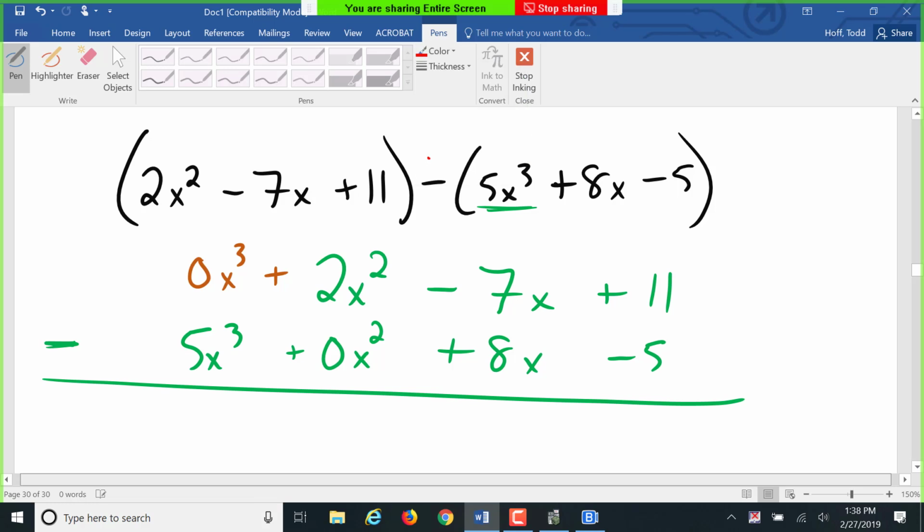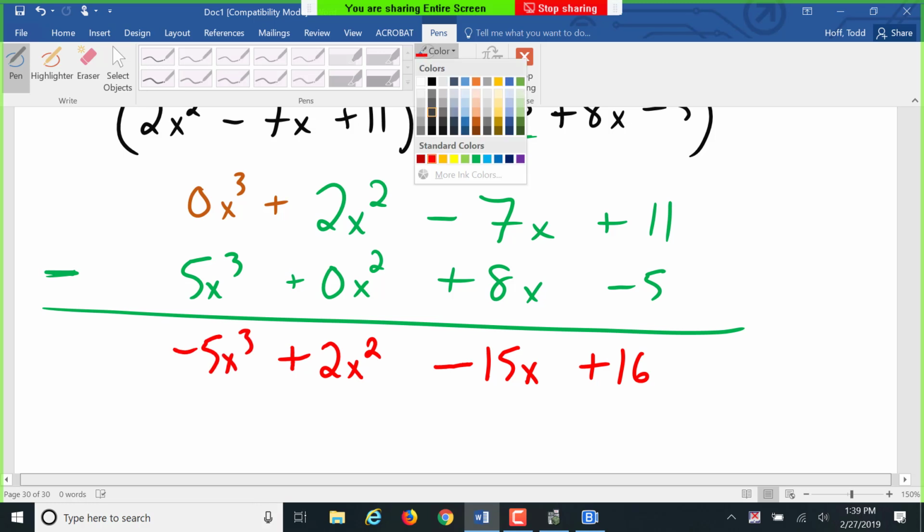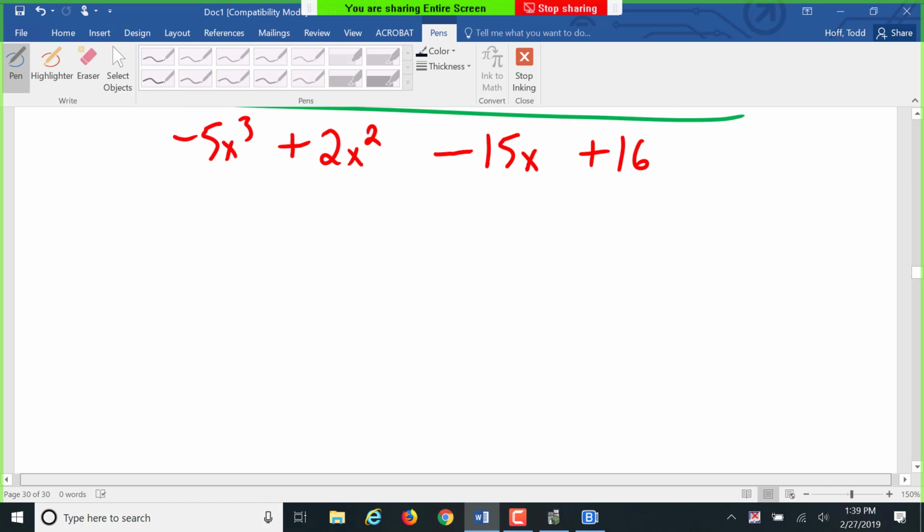What is 8 minus a negative 5? Or sorry, 8. What's 11 minus a negative 5? 16. Negative 7x minus 8x. Negative 15x. 2x squared minus 0x squared. 2x squared. 0x to the third minus 5x to the third? Negative 5x to the third. Any questions on that?